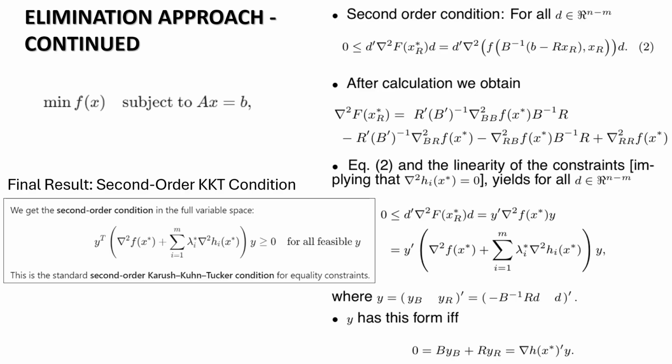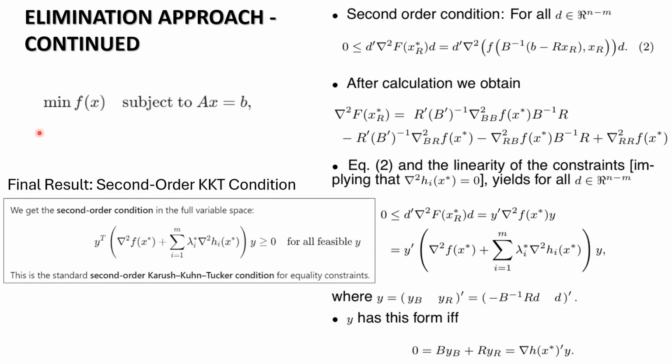Continuing this elimination approach, we are continuing this discussion of second order conditions in equality constraint optimization with linear constraints, using the elimination approach. It carefully derives the form of the second derivative of the reduced function and connects it back to the full second order Lagrange condition.